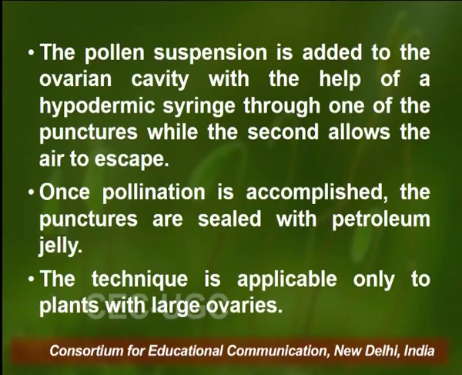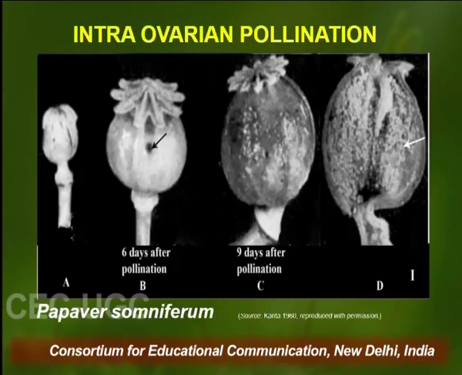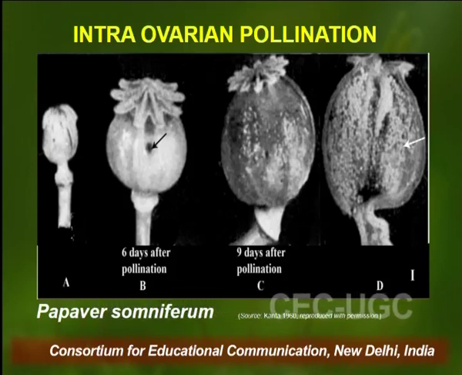Once pollination is accomplished, these punctures are sealed with petroleum jelly, and the technique, as you have seen, is applicable only to species which have large ovaries. If we talk about Utricularia inflexa, where the ovary is very small, less than 1 millimeter, it becomes difficult to implement such a process. Then there is in vitro pollination and fertilization.